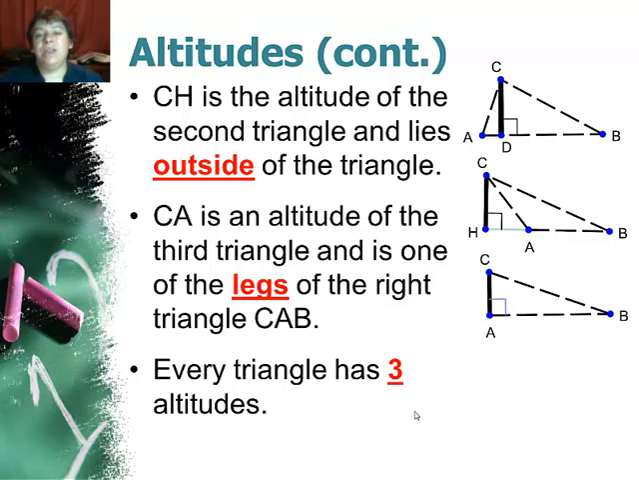Each triangle can have 3 altitudes. So I have an altitude here. I could have an altitude if I rotated the triangle, and then I could have an altitude rotating it again, kind of like when we had the 3 perpendicular bisectors.